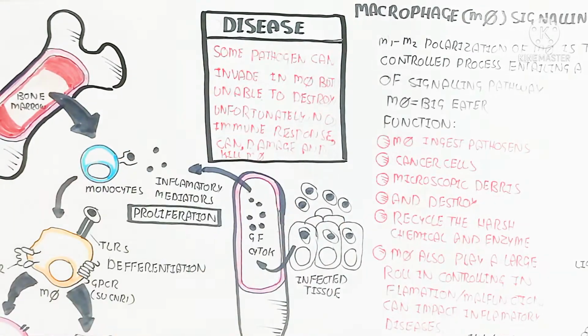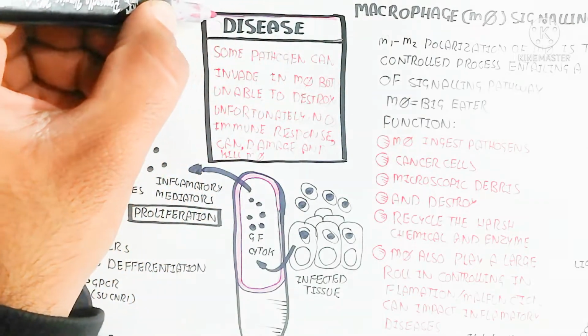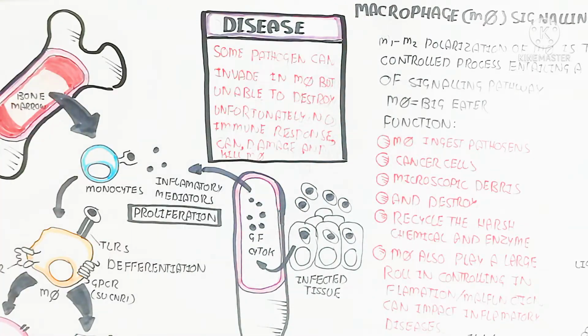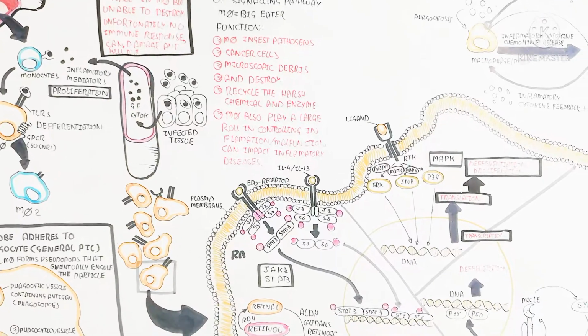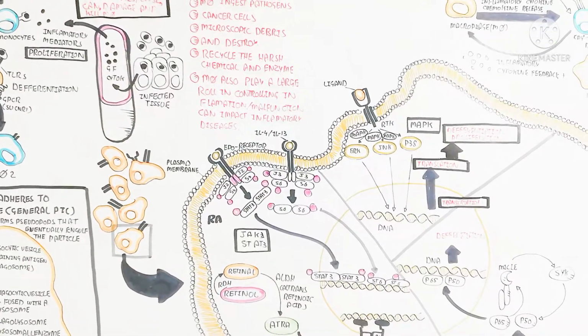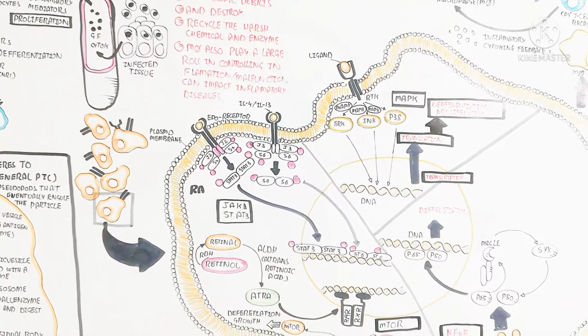Some pathogens can invade the macrophage but the macrophage is unable to destroy them. Unfortunately, no immune response can damage and kill the macrophage, leading to down regulation of the immune response and disease. There are many infectious diseases.